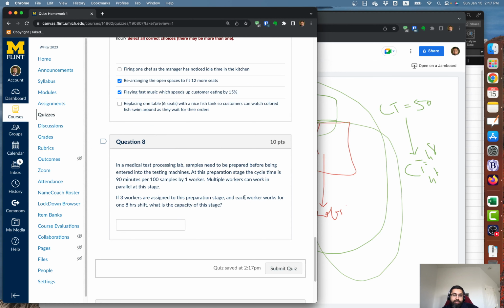Last question. In a medical test processing lab, samples need to be prepared before being entered into the testing machines. At this preparation stage, there's a little bit of batch processing happening, so a little bit of a taste of that. Cycle time is 90 minutes per 100 samples. So we have a batch of 100 samples. We spend 90 minutes making the batch. Multiple workers can work in parallel at this stage. If 3 workers are assigned to the preparation stage and each worker works an 8-hour shift, what is the capacity of this stage? So very interesting.